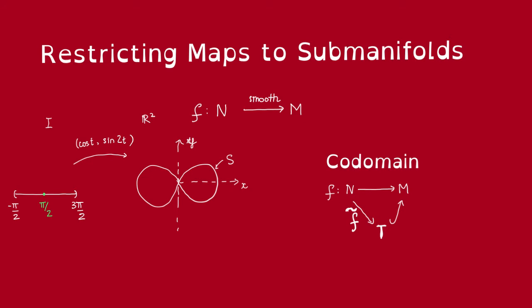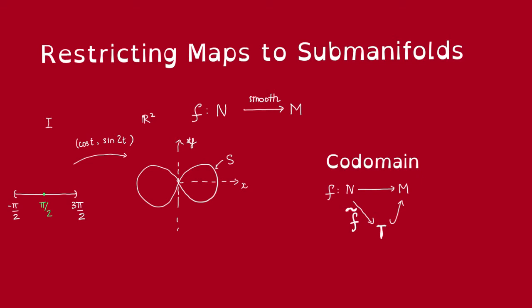Intuitively, you might feel, how could restriction of the codomain change the smoothness of the map? It really feels like this should be smooth, but it's a little more subtle. If this submanifold is an immersed submanifold, then this might not be smooth. If it's regular, then this is indeed smooth. So let's look at an example of an immersed submanifold to see that this restriction is not smooth.